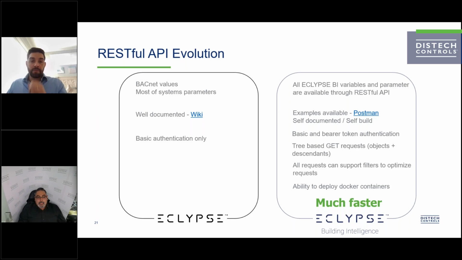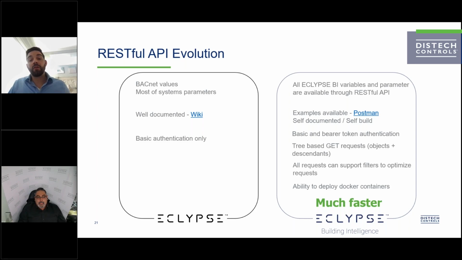Moving into Eclipse Building Intelligence, one of the unique things about this new software is every element that's in Eclipse Building Intelligence, every parameter is automatically accessible via the API. So the API automatically gives you access to anything that you can do through the user interface or one of our tools. It's a huge selling point for developer partners that want to create applications around the Eclipse ecosystem.